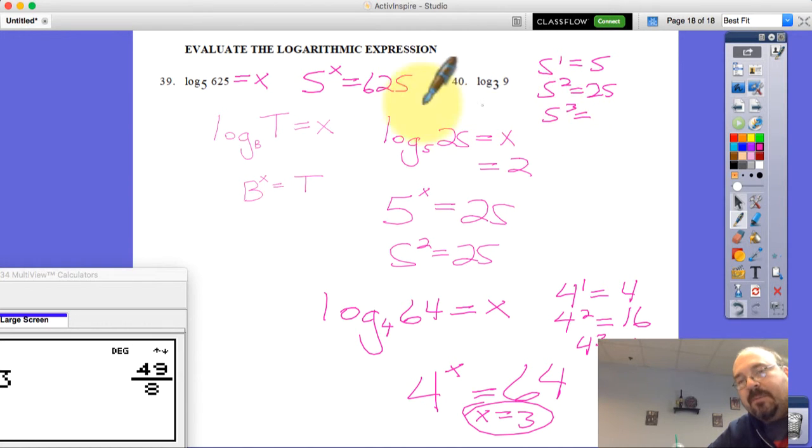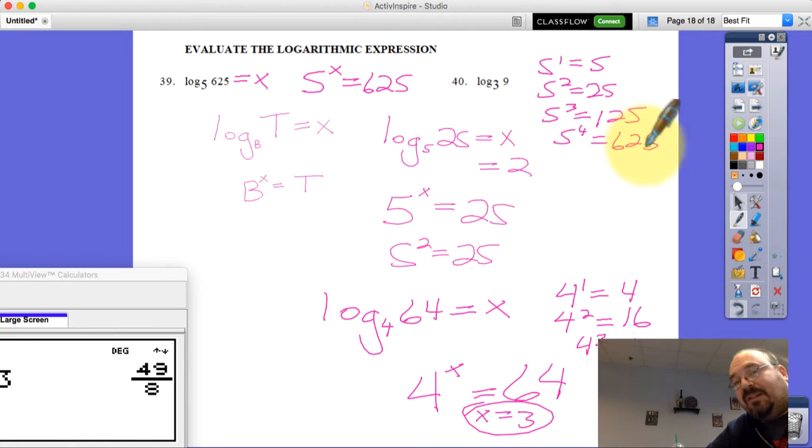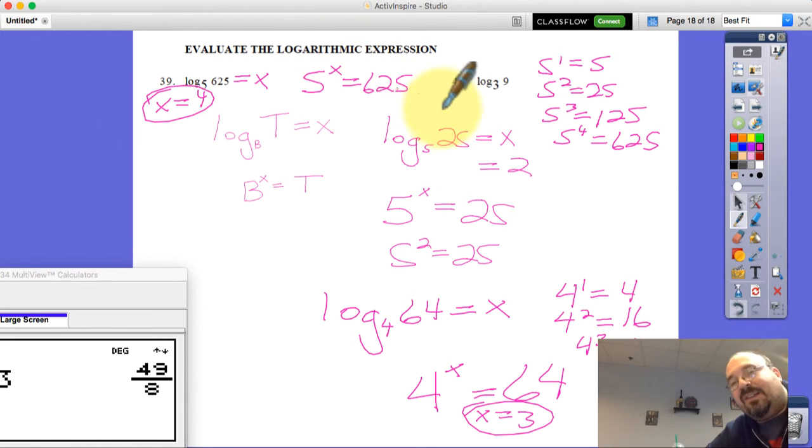5 cubed, 5 times 5 times 5 is 125. That doesn't work. 5 to the fourth, 5 times 5 times 5 times 5. If you check that with a calculator, I think you're going to find that gives you 625. So that means the answer is x equals 4, because 5 times 5 times 5 times 5 is 625. So that's basically all you do. Write it in exponential form.